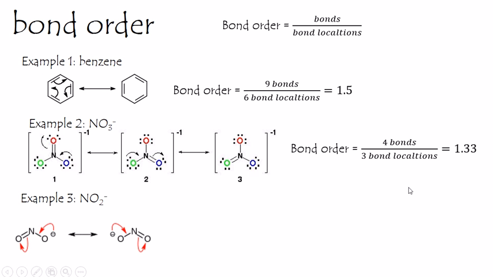What do you get for a nitrite anion? This is simply NO2. Number of bonds, 3. Number of positions, 2. Bond order, 1.5. Or to explain it without doing the math, you have a second bond, but it's divided over 2 positions, so the bond order is 1.5. This is bond order.